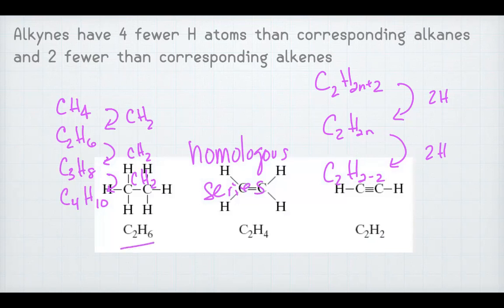Right, so alkane, alkene, alkyne, same thing. It's different by 2 hydrogens. And that's because you're adding another bond. So you go from single to double, you have to get rid of 2 hydrogens. Double to triple, 2 hydrogens.